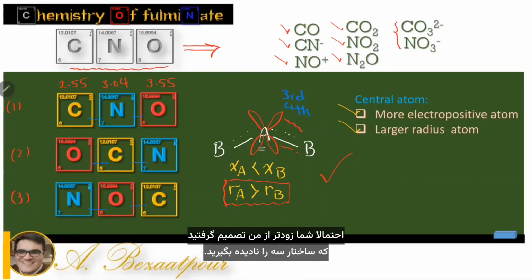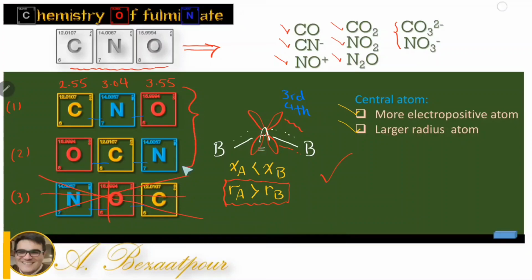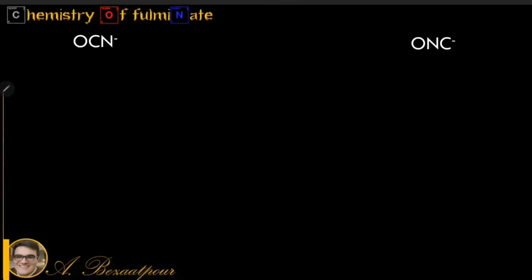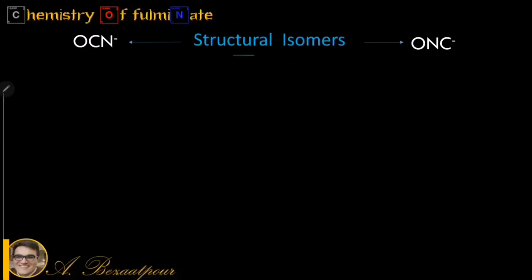You probably decided to ignore structure 3 altogether earlier than I did. Do you know how the two remaining structures are related to each other? Excellent. They are the structural isomers of each other.